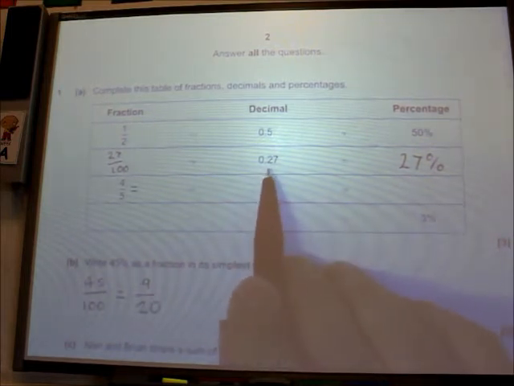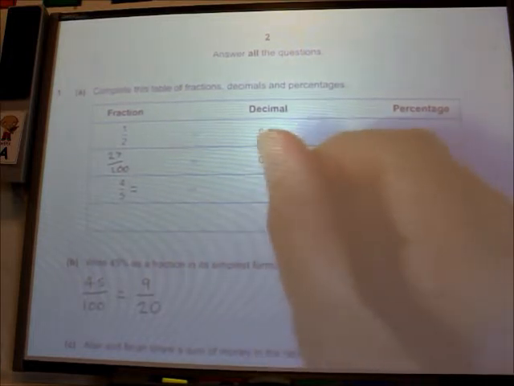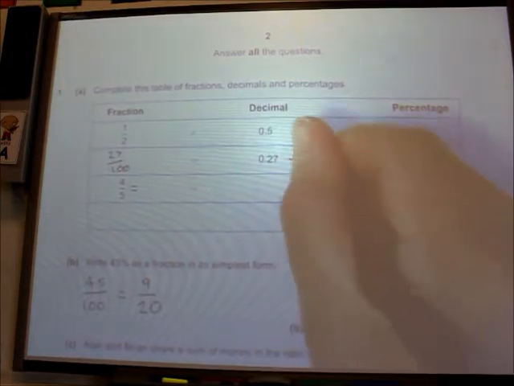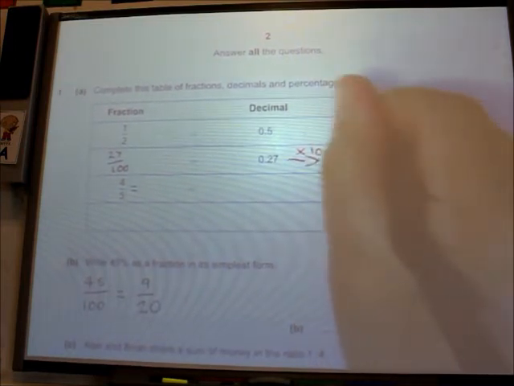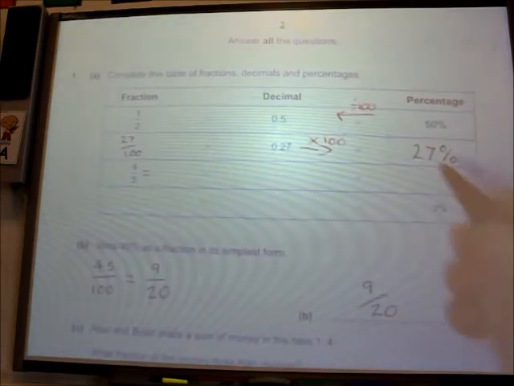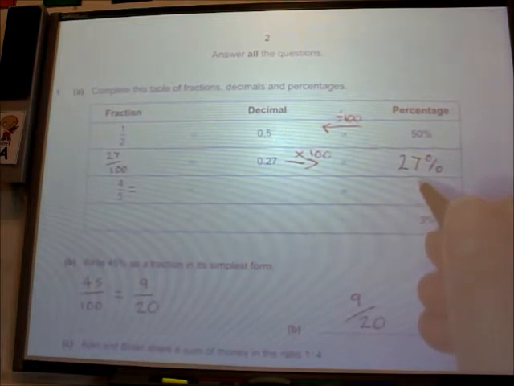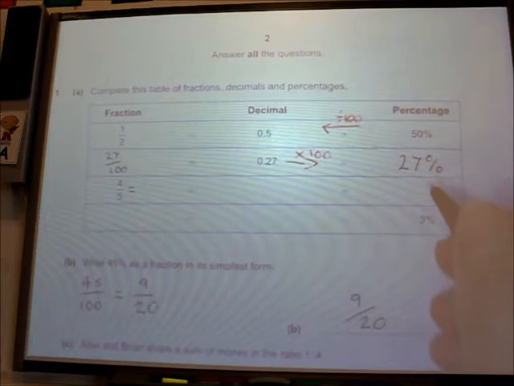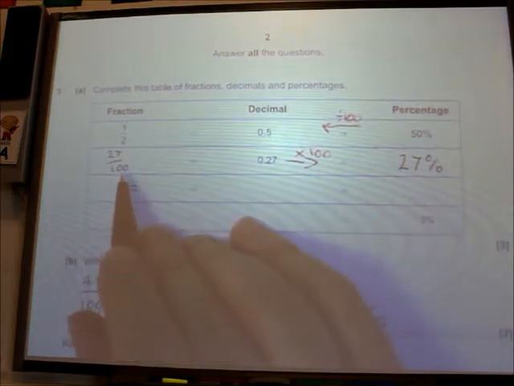Right, the decimal 0.27, I hope you'll recognise as 27%, because to go from a decimal to a percentage, you must multiply by 100, and that means to go the other way, you must divide by 100. Percent literally means, I think it's Latin or Greek, out of 100. So 27% means 27 out of 100.